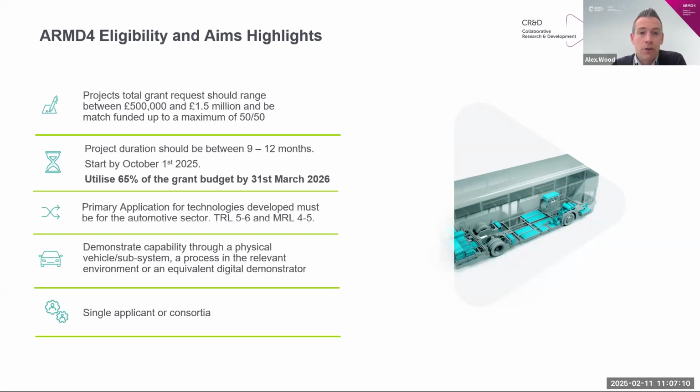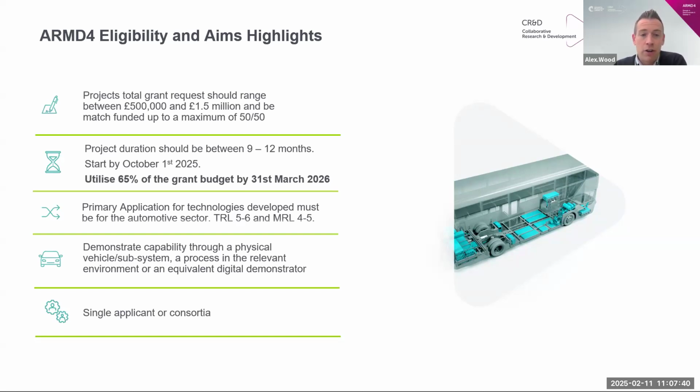So if you include an academic or an RTO, you can still only get the maximum 50% grant versus cost. So just to be absolutely clear on that point. You must utilise 65% of the grant up to the 31st of March 2026. Have a project duration between 9 and 12 months, starting again, as I mentioned before, by the 1st of October 2025, and at the latest conclude by the end of September 2026.